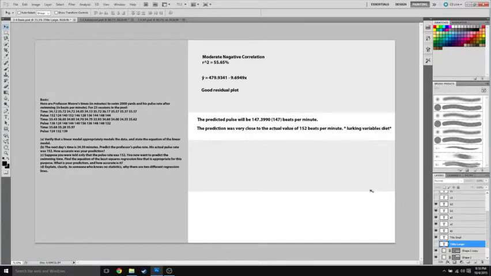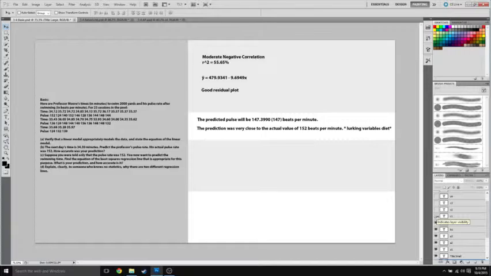So the prediction was fairly close to the actual value of 152. And a lurking variable could be something like diet of the day, or maybe he wasn't energized, maybe he stretched on a day. So it's fairly close, but there's definitely some other factors that could impact this pulse or his time.